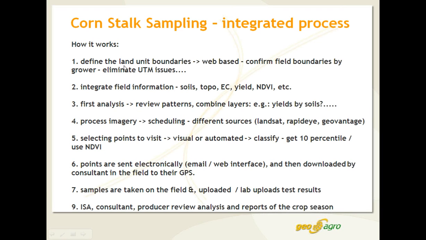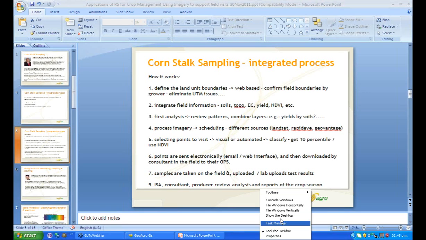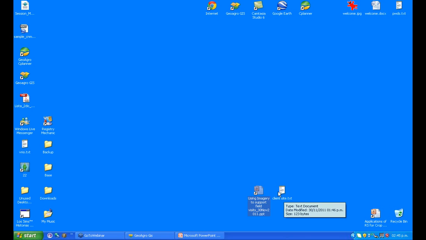So going back to the cornstalk sampling example, there will be steps implemented in an integrated system. The first step would be to define the land unit boundaries, and we'll be working on this in the exercises.